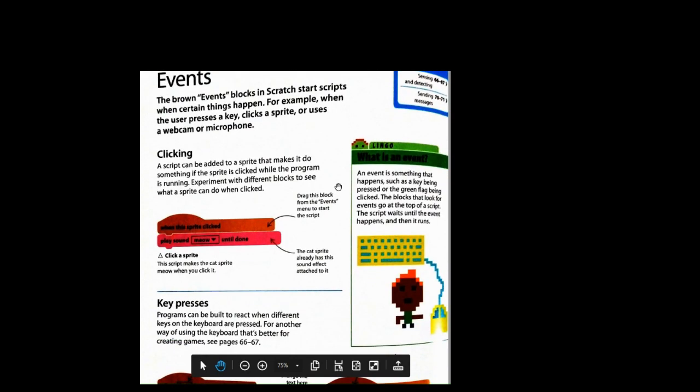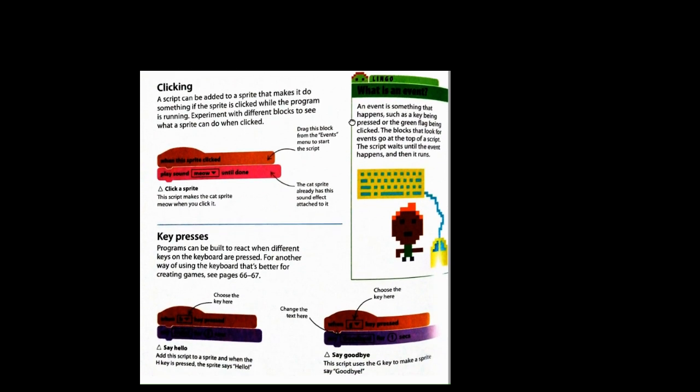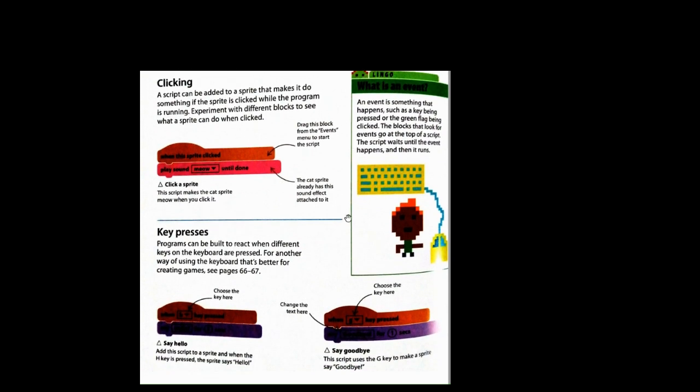Events. The brown events block in Scratch starts scripts when certain things happen. For example, when the user presses a key, clicks a sprite, or uses a webcam or microphone. Clicking. A script can be added to a sprite that makes it do something if the sprite is clicked while the program is running. Experiment with different blocks to see what a sprite can do when clicked.